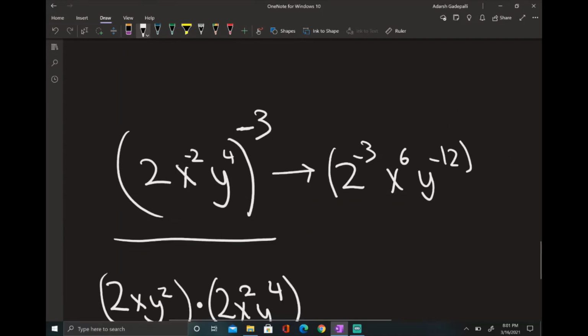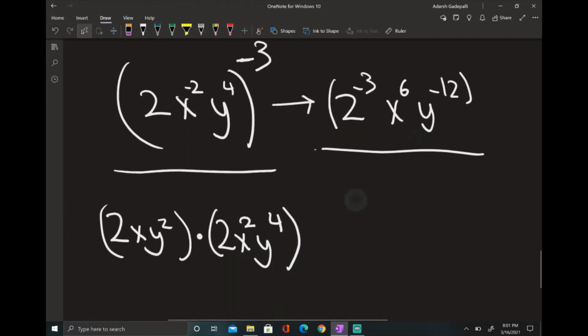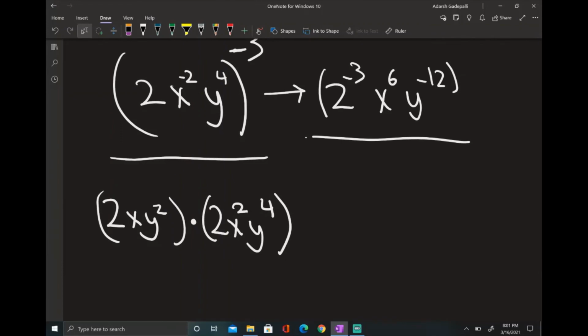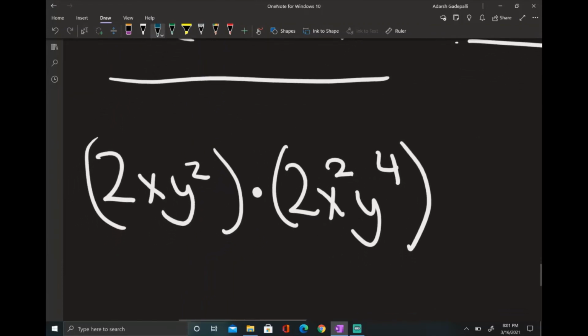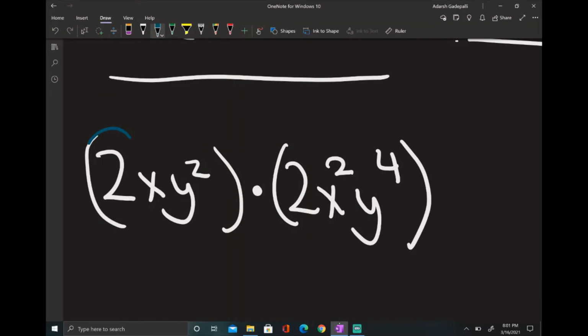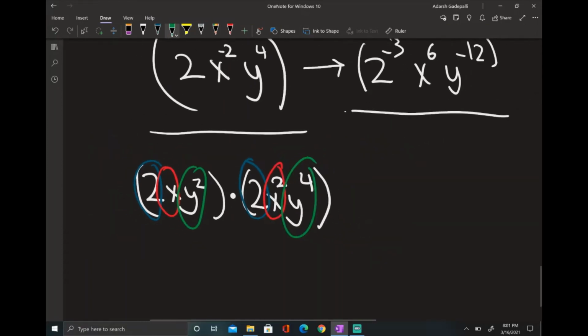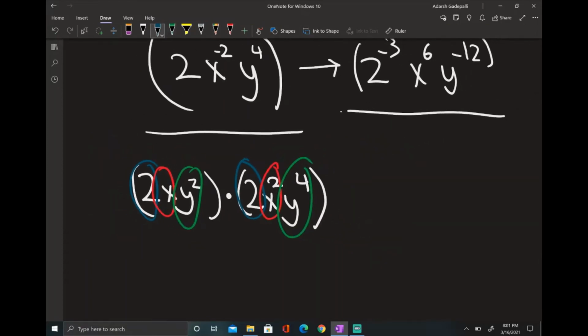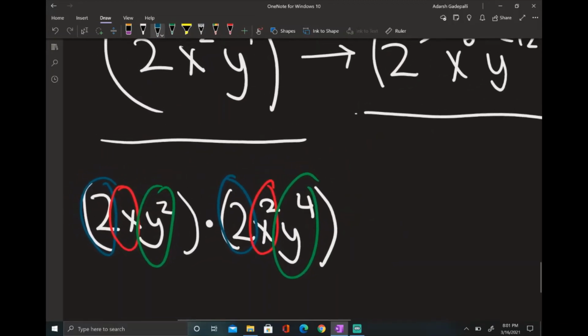And then when we have the denominator, because you're multiplying them, you have to look for the like terms. So 2 and 2 are like terms. X and x squared are like terms. And then y squared and y to the 4th are like terms. So then you have to multiply the like terms. So 2 times 2 is 4. X times x squared, you have to add the exponents. So it would be x to the 1 times x squared. So 1 plus 2 is 3, so x cubed.